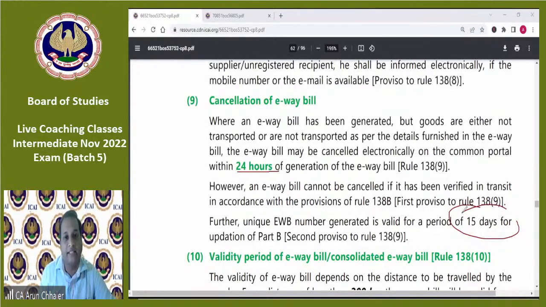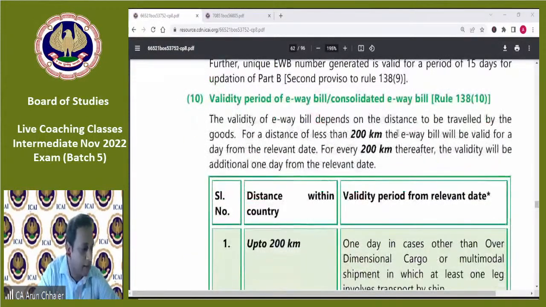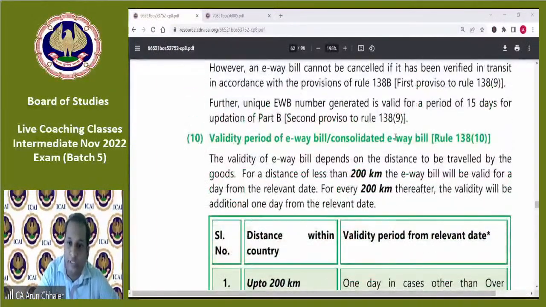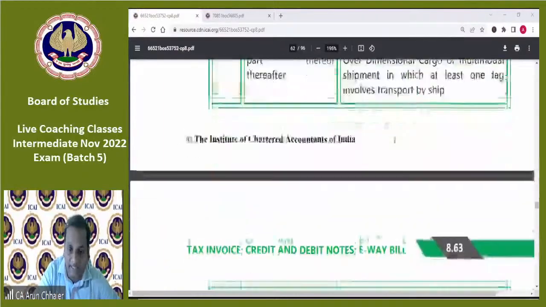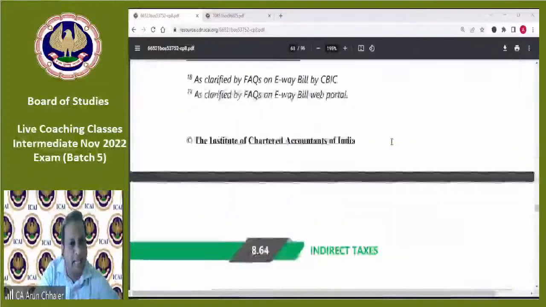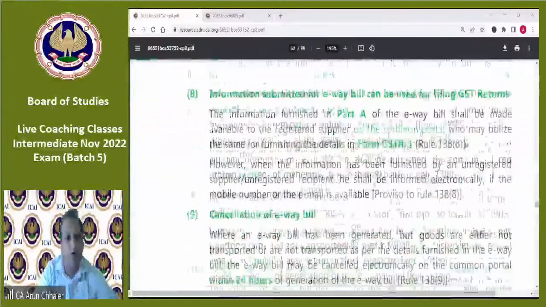Then what is 15 days? Part A has been generated and you are moving the goods to the transporter because of the 138(3) proviso. Part B can be added within a maximum of 15 days. If not, that Part A will be archived, of no use. Third, we are talking about 72 hours. If the recipient would like to reject that e-way bill, he has a time limit of 72 hours.